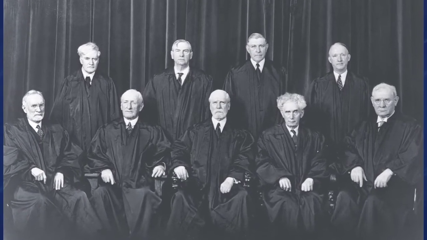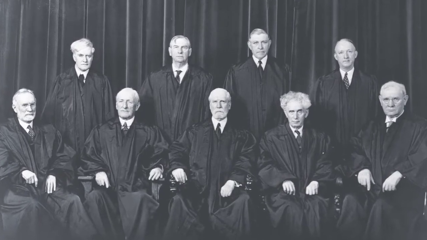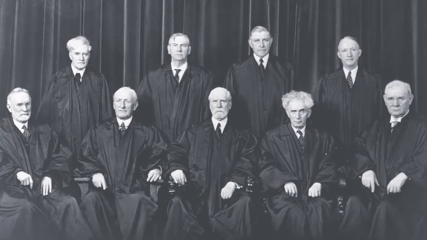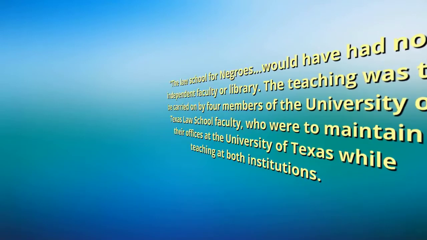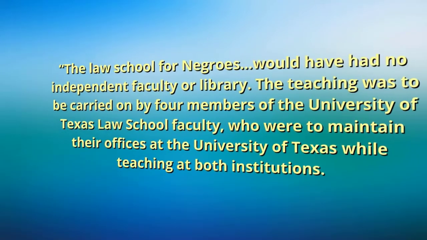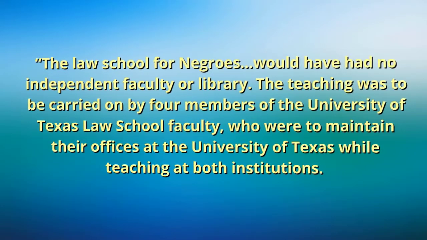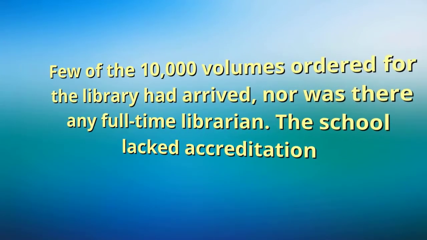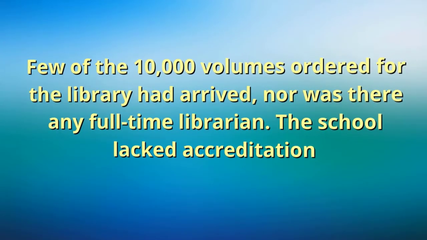Rather, they argued that while the two law schools were separate, they were far from equal. As the court's opinion noted, the law school for Negroes would have had no independent faculty or library. The teaching was to be carried on by 4 members of the University of Texas Law School faculty, who were to maintain their offices at the University of Texas while teaching at both institutions. Few of the 10,000 volumes ordered for the library had arrived, nor was there any full-time librarian.